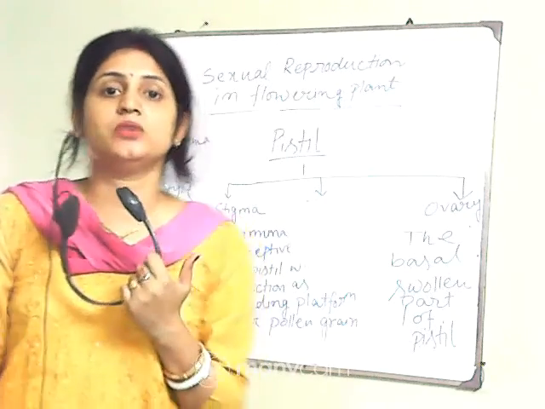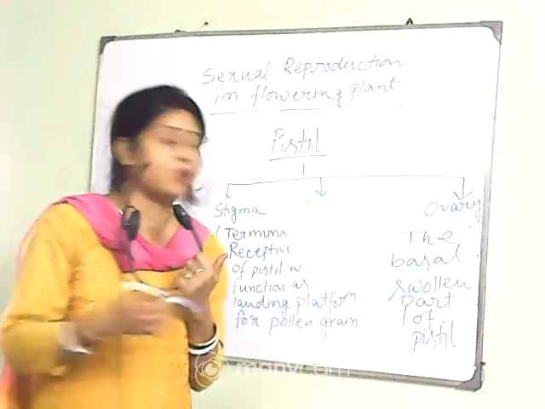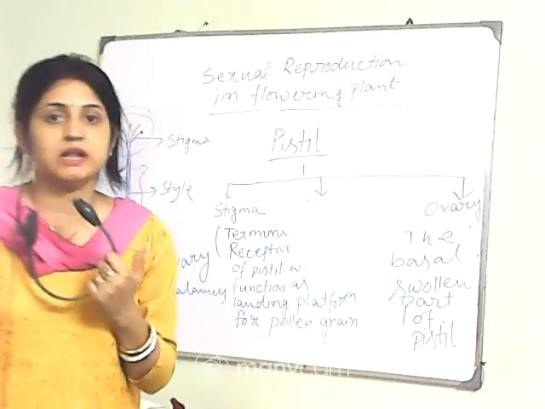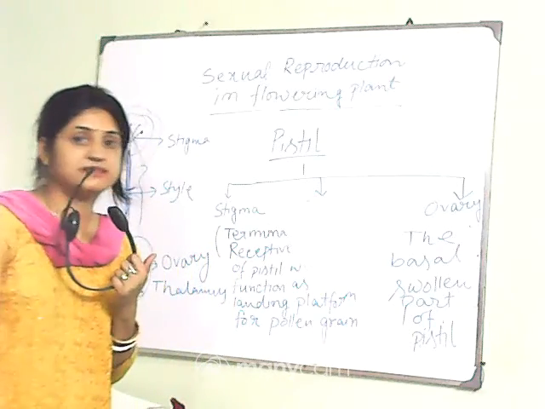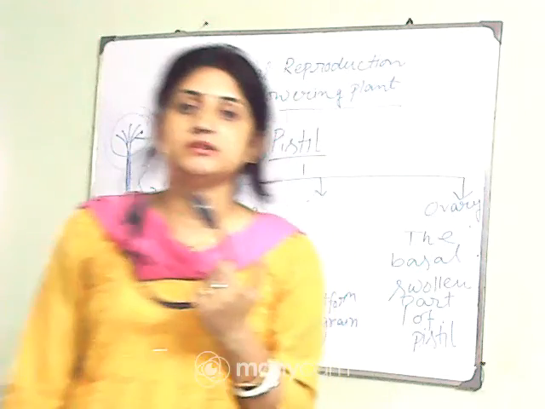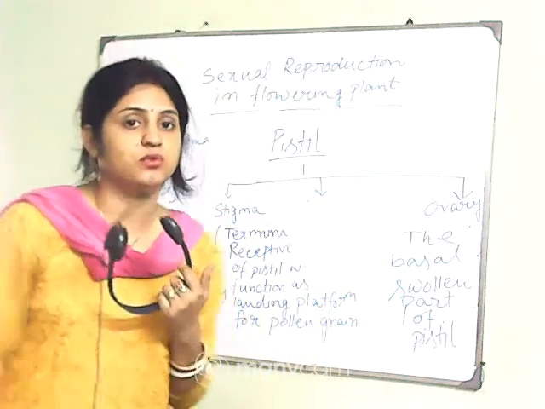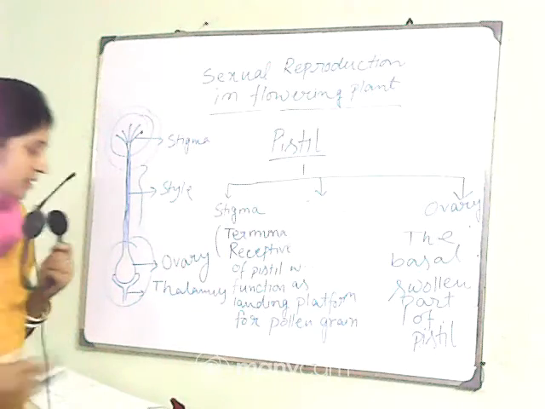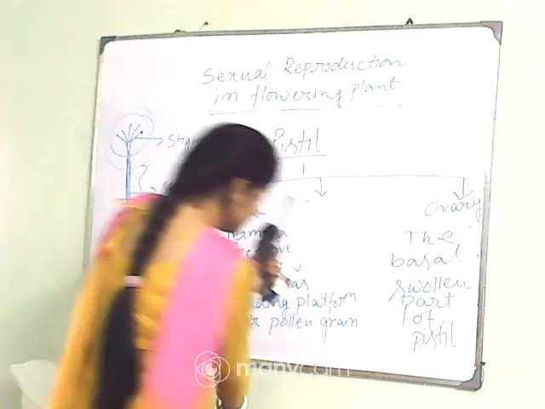So that's why the pollen tube is needed, and there are some soft tissues present inside the style which help in the formation of the pollen tube. And the last part is the ovary, the basal, swollen part, and this part is converted into the fruit. Okay, so these are the three main parts of the pistil.